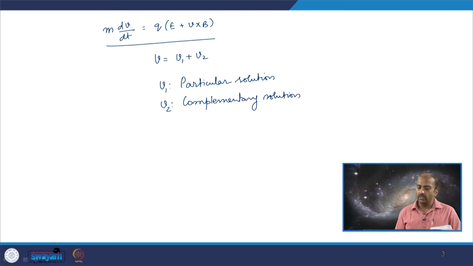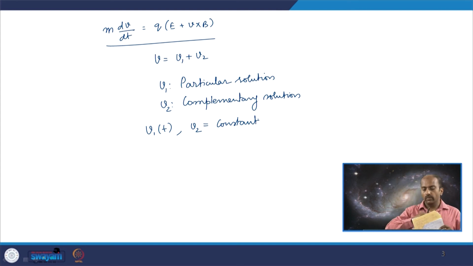Or homogeneous solution, things like that. Okay. Now, what you will realize is that when you solve it, V1 will be a function of time, and at the same time V2 will be a constant. V2 will just be a constant. How do you get V2?